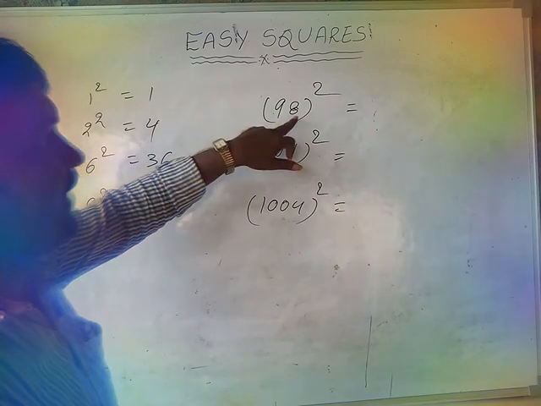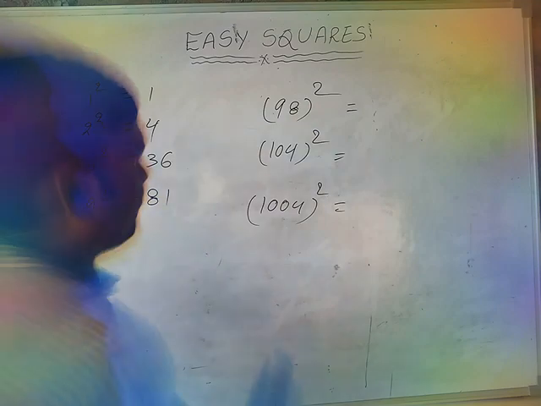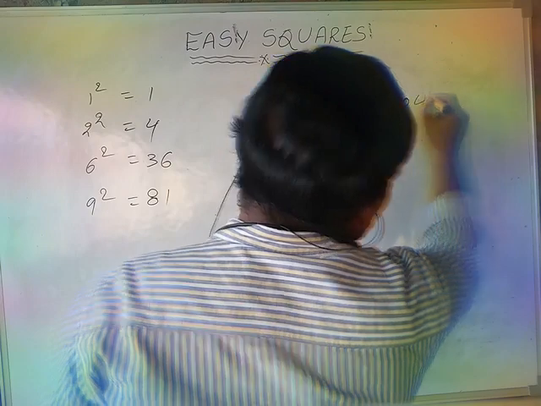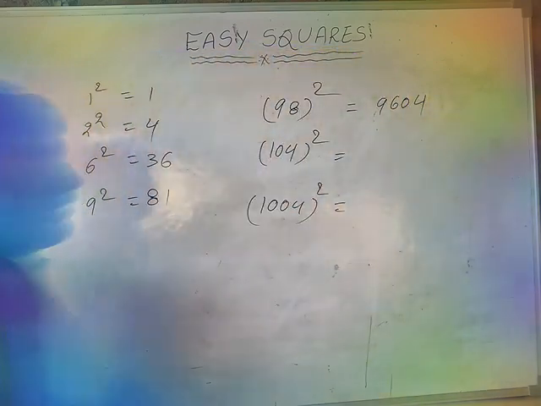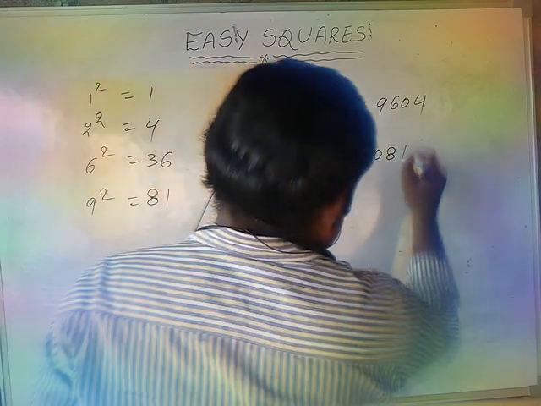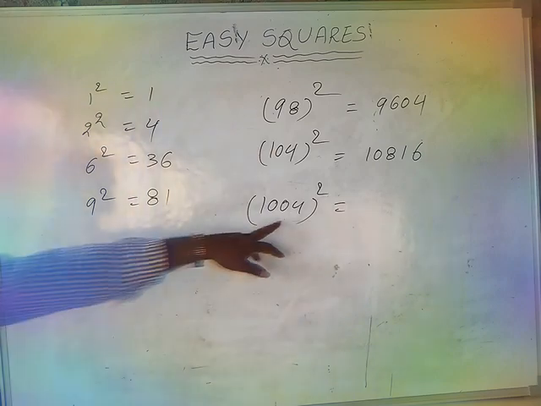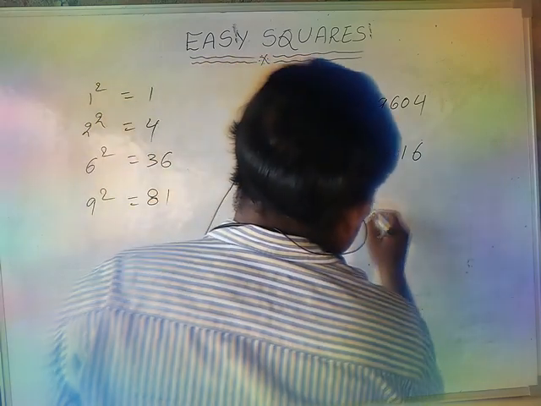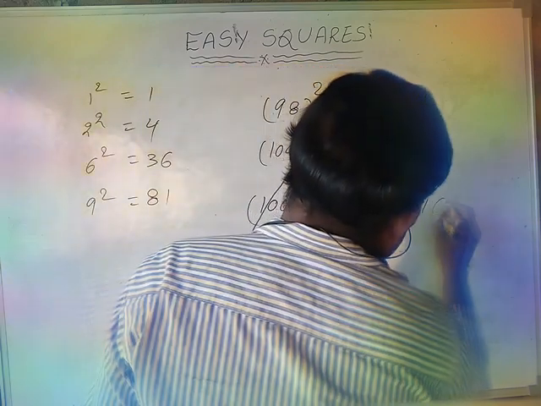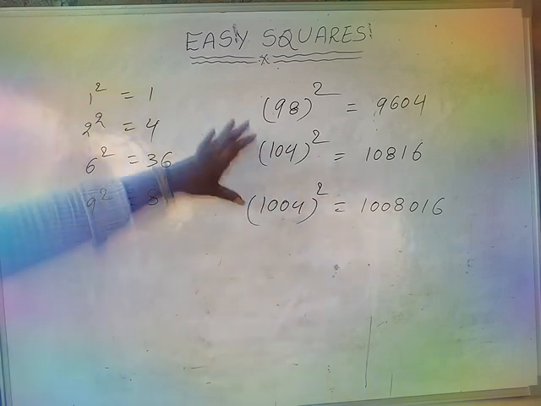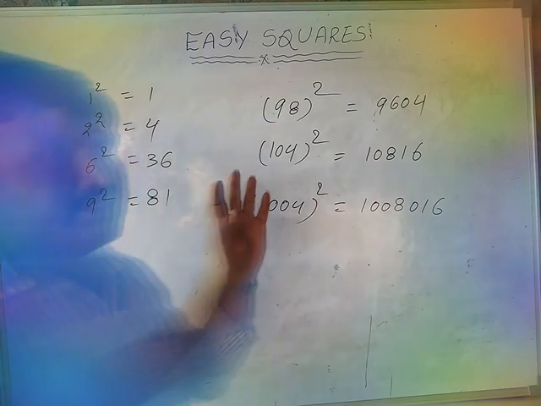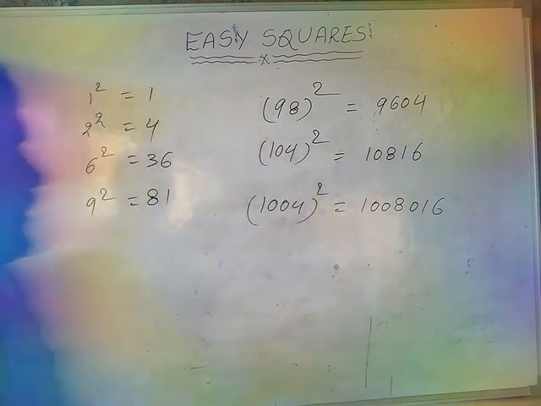So this is 98 whole square. 98 whole square means 9604. 104 whole square means 10816. 1004 whole square means 1008016. So these are the squares of the given numbers. How can we find these squares using a simple technique?